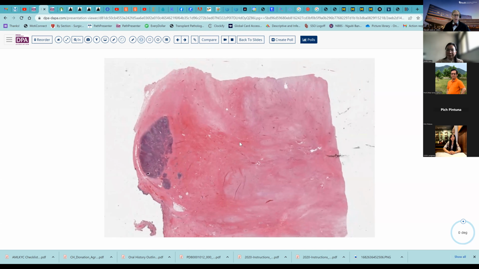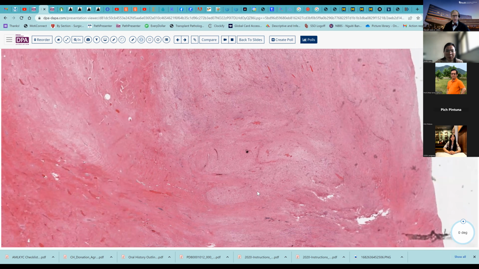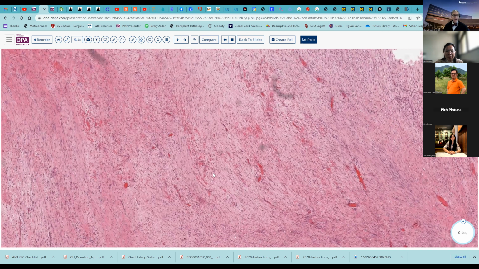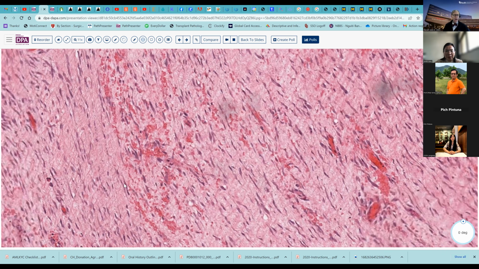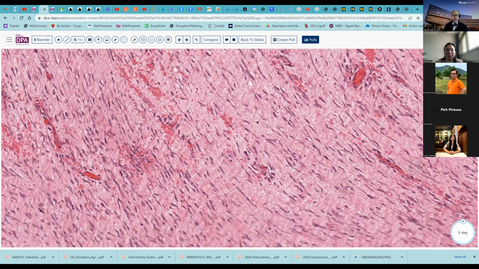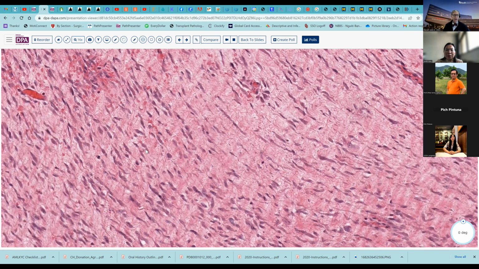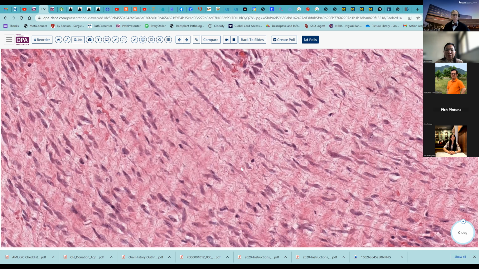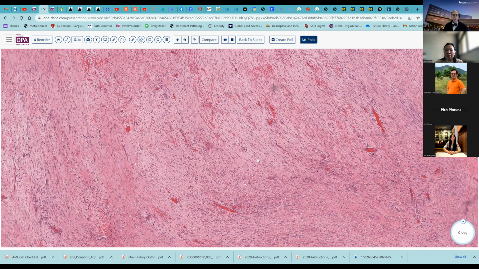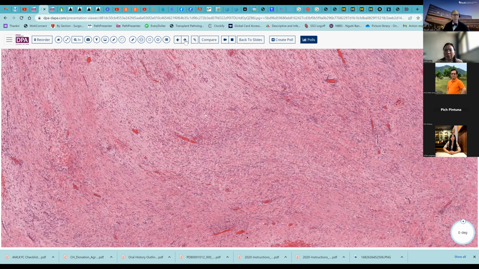Here's another example. This is, I think, intra-abdominal, and here you can see an adjacent lymph node. And this case is, again, low cellularity, fairly collagenous, but very bland cells, and this sort of wavy collagen fiber backdrop. No mitotic activity, no atypia. There can be some admixed mast cells in these lesions as well. That's not particularly diagnostic or worrisome either way.